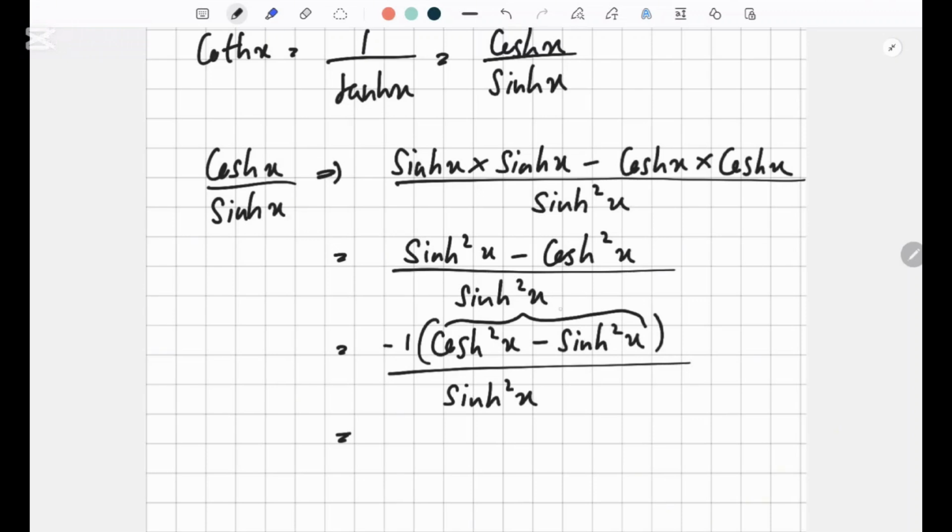cos squared x minus sin squared x is 1. Right? So it's minus 1 over sin squared x.